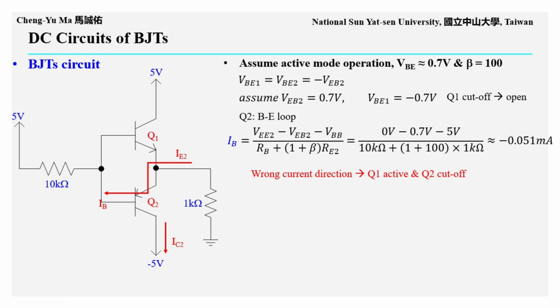This negative current means the assumed current direction is opposite to the calculated result. In other words, the current would flow into the base terminal of Q2, which is inconsistent with the PNP BJT operation mechanism. Therefore, the assumption that Q2 turns on is wrong, and Q2 does not conduct in this circuit.